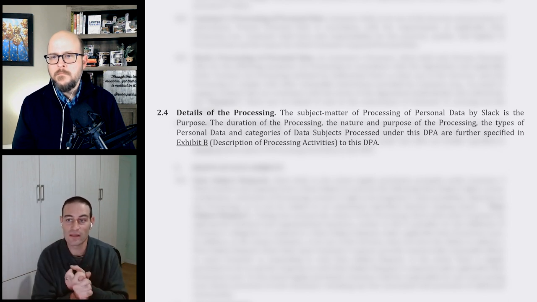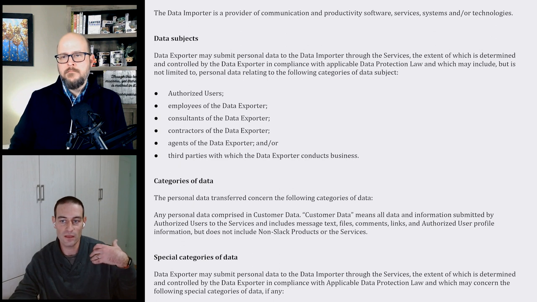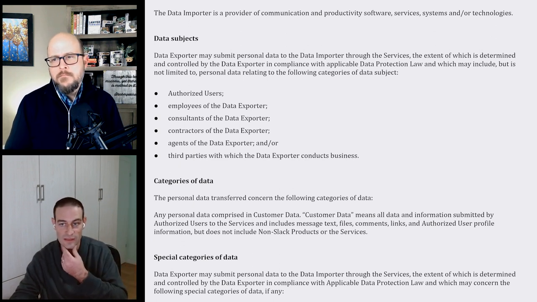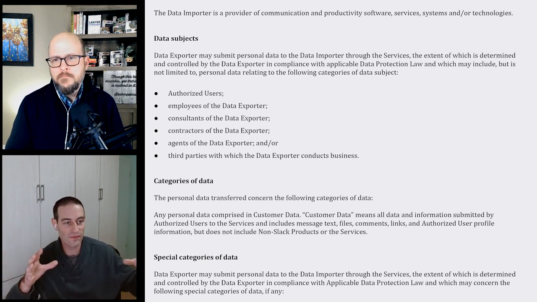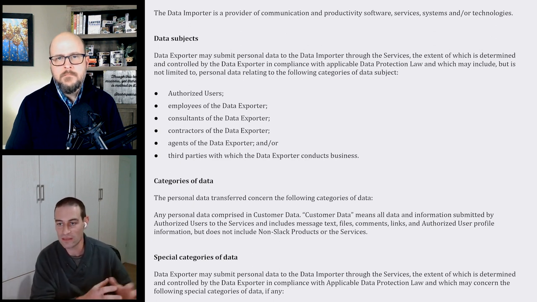The first thing we have is categories of data subjects whose personal data is transferred. If you think about the Slack platform, you're asking yourself, what type of personal data will Slack be processing? Well, it's any information about the people who are communicating via Slack, plus any information that they input about other people. For example, if Mike and Avishai are communicating via Slack, they'll have Avishai's information and Mike's information. The categories of data subjects include the authorized users, who are people authorized to use the system, the employees, the consultants, the contractors, the agents, et cetera. All of those types of individuals' data will be processed within this system.